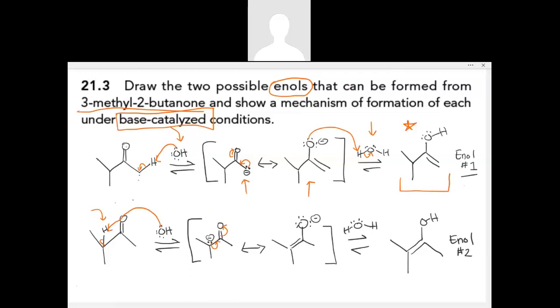So now we have a negatively charged oxygen, and our second resonance structure here will then again be protonated by water as our acid. We'll move around some more electrons to generate our second structure here, which I've designated as enol number 2. So we see two different mechanisms for the generation of enols under base catalyzed conditions with 3-methyl-2-butanone as a starting material.